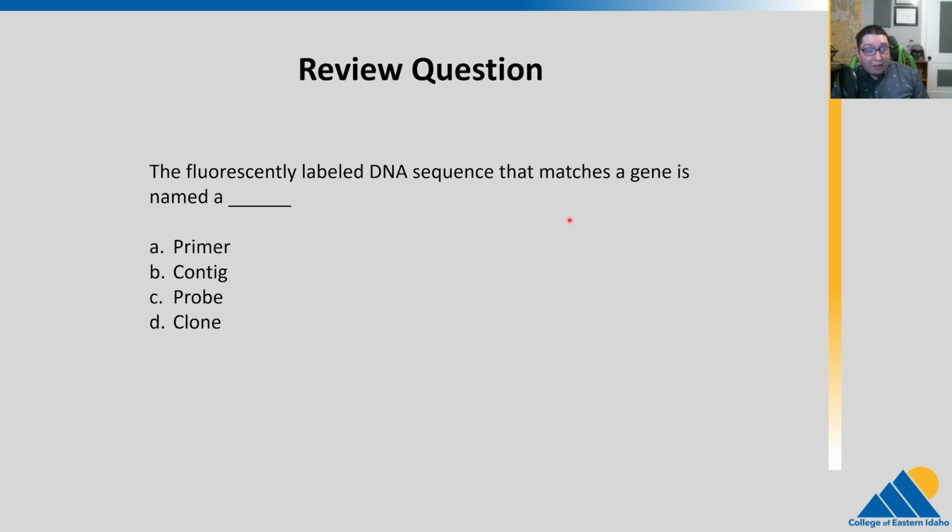Okay, these fluorescently labeled DNA sequences that match a gene, what did we call those? Pause the video, think about that. Okay, we called these probes. We're probing to find whether they can match up together. So this allowed us to build our first maps here, physical maps.